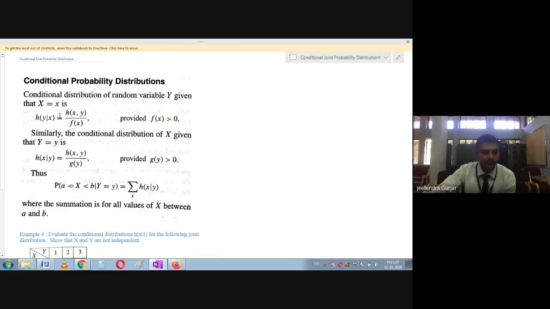Thus, it may be the conditional distribution of random variable y given that x, or it may be conditional distribution of x given that y, then both together we have the probability, that is probability of a less than x less than b, such that y is equal to y, which is equal to the sum of all this conditional probability h of x given y, where the summation is for all values of x between a and b.